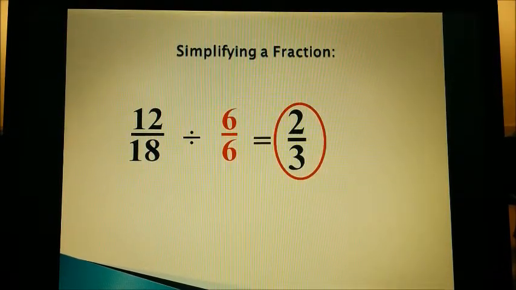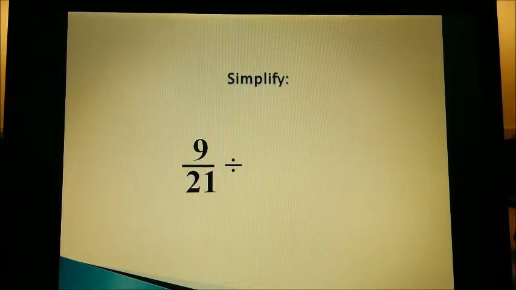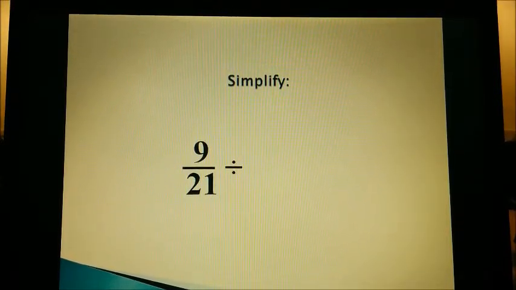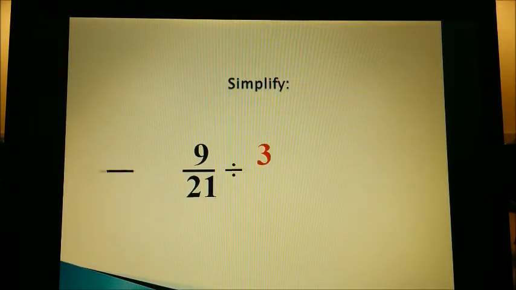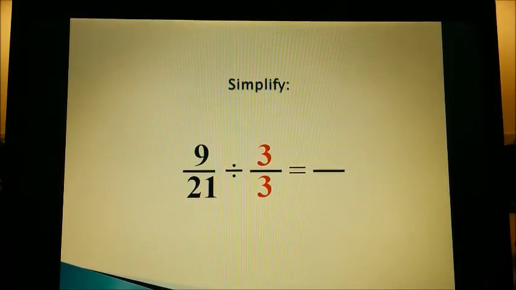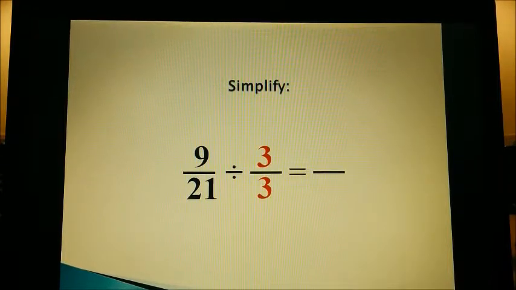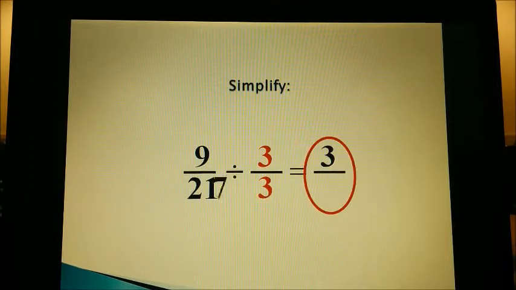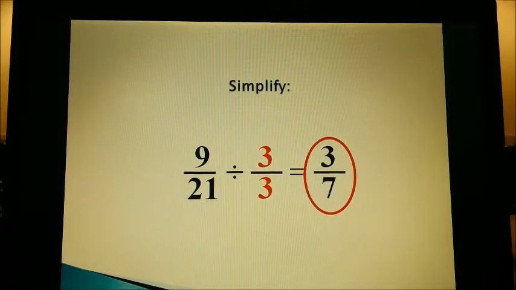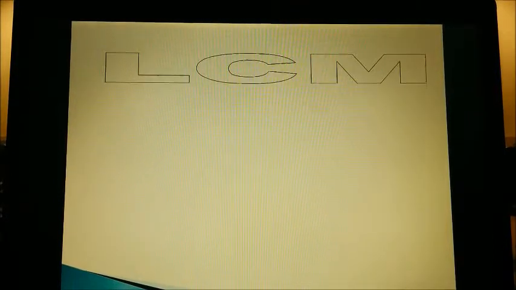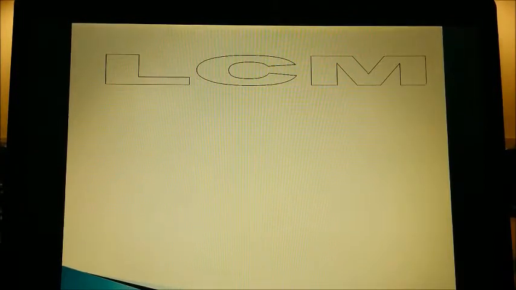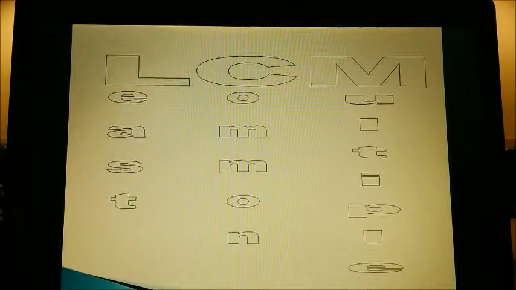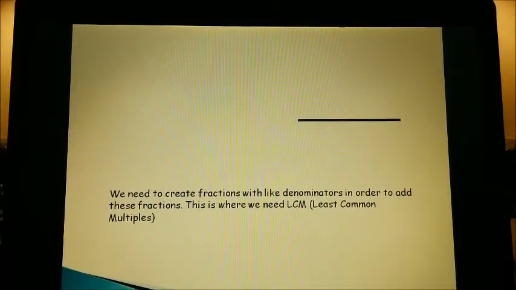The final answer will be 2 over 3. Same as 9 over 21. So the greatest common factor of 9 and 21 is 3. So when we divide both numerator and the denominator by 3, we will have the simplest form of 9 over 21, which will be 3 over 7. So least common multiple is another thing we need to keep in our mind when we are simplifying the fractions.